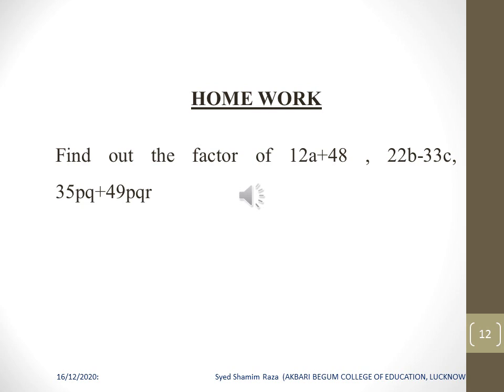So students, we have started doing factorization. Now when you go home, you have to do 3 problems which I am providing you. First is 12a plus 48, second is 1222b minus 33c, and third is 35pq plus 49pqr. What you have to do is find out the common factors, do it, bring it tomorrow and let me know how you have done it.